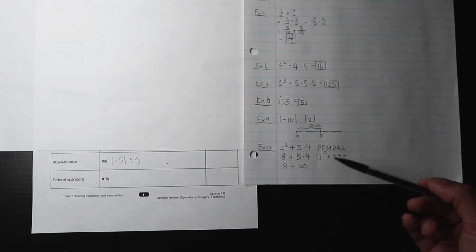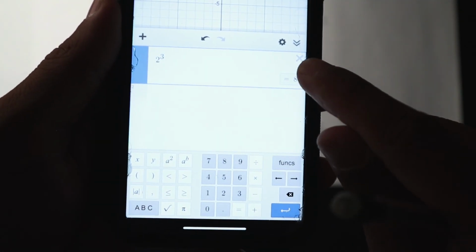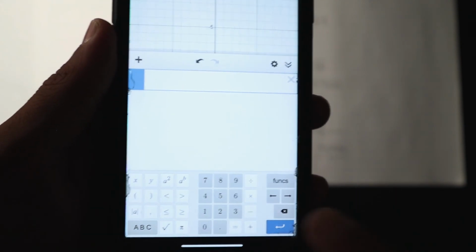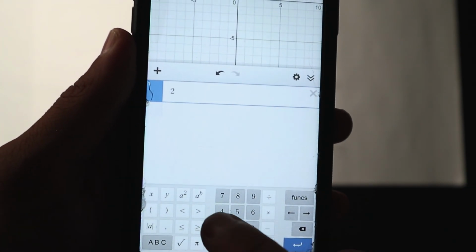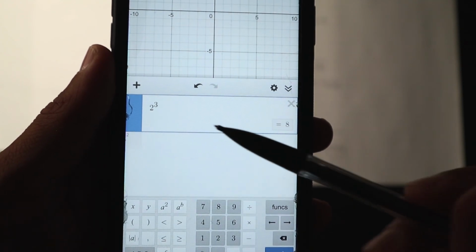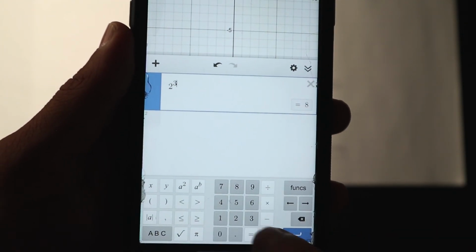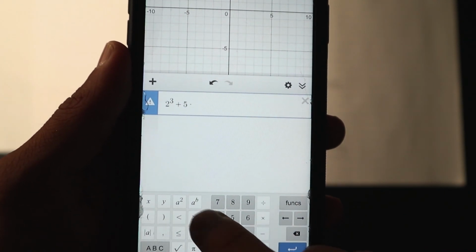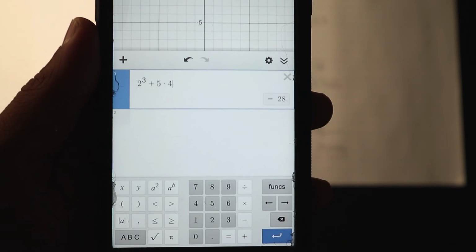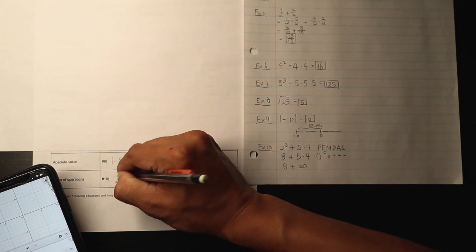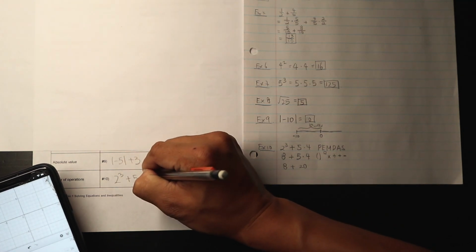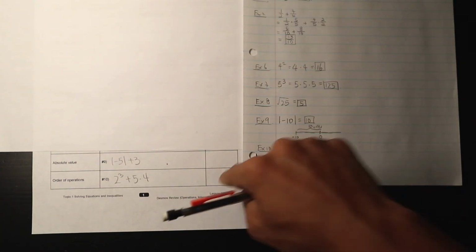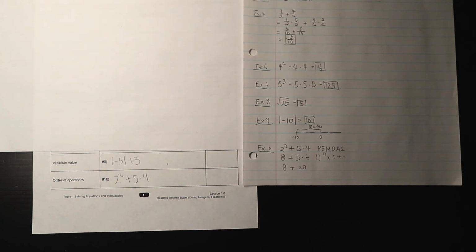Well, you don't have to do all that. You don't have to memorize all that if you have a calculator. So this is what you do. You're going to clear that. You're going to press 2 to the third power, like this, and then you put a plus sign, and you do 5 times 4. And boom, that is your answer. So you're going to record that here. Well, let me first write the problem. 2 to the third plus 5 times 4. And then you write your answer there. And then after that, you're done with your assignment.